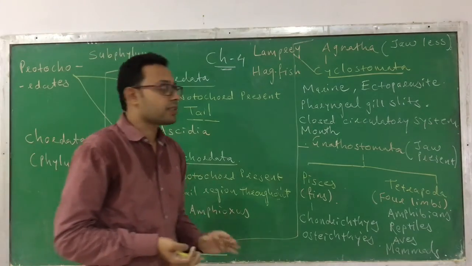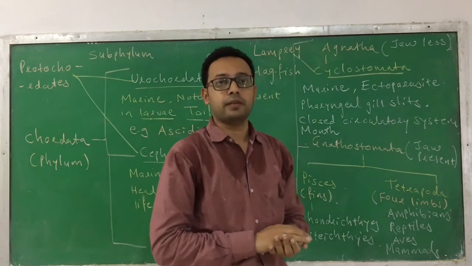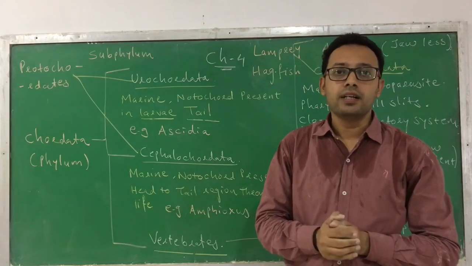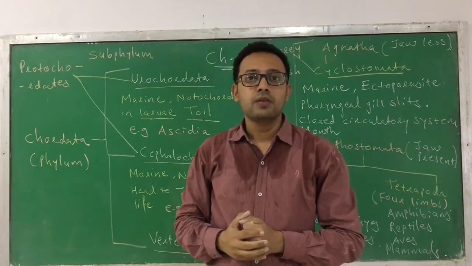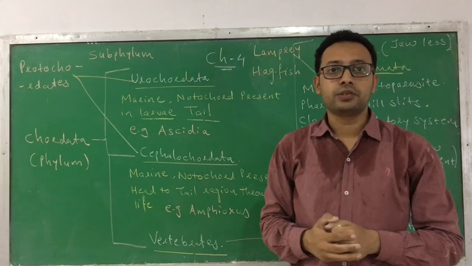So that's all about Agnatha and Cyclostomata. Regarding Gnathostomata, meaning jaw-bearing animals, we will discuss it in the next session.